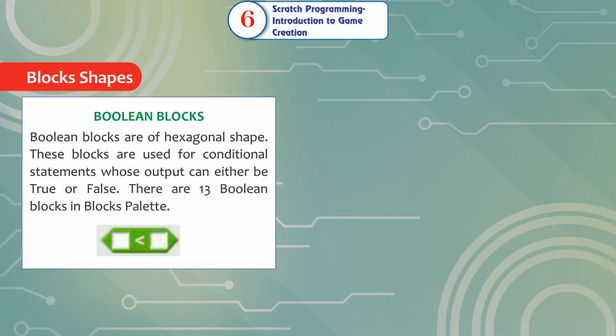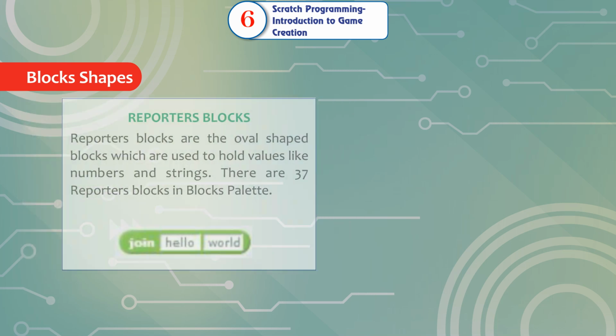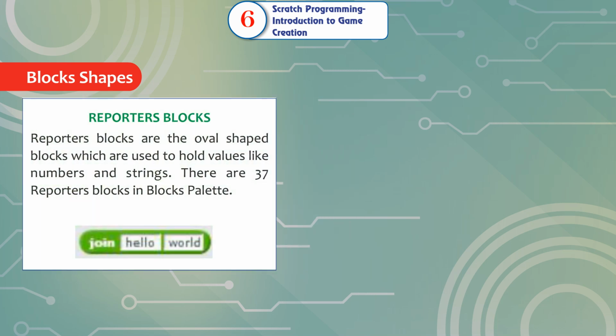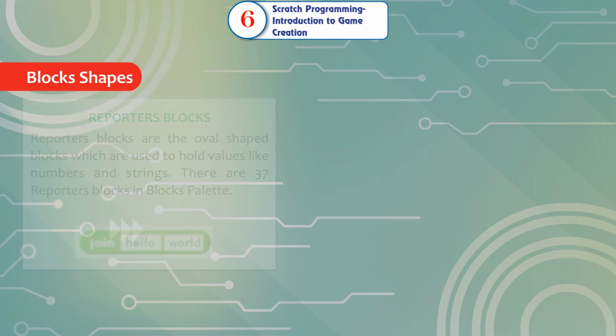Boolean blocks. Boolean blocks are of hexagonal shape. These blocks are used for conditional statements whose output can either be true or false. There are 13 Boolean blocks in the blocks palette. Reporter blocks. Reporter blocks are the oval-shaped blocks which are used to hold values like numbers and strings. There are 37 reporter blocks in the blocks palette.